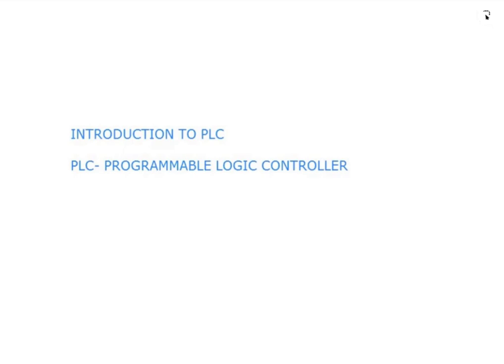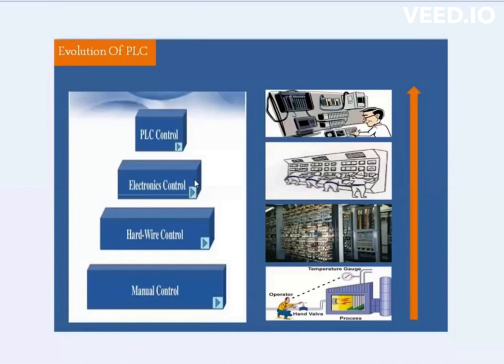So let me share the evolution of PLC image. So this is the evolution of PLC. Once upon a time we were into manual control. Can you find an image over here? A man who is operating a hand valve by looking at the temperature gauge. He is very near to the furnace. According to the temperature range, he is going to change the hand valve.